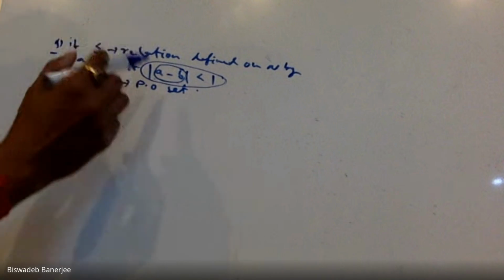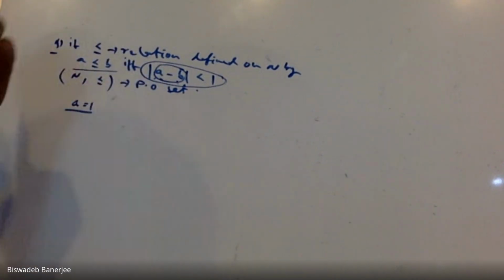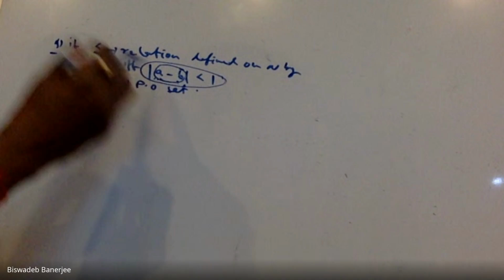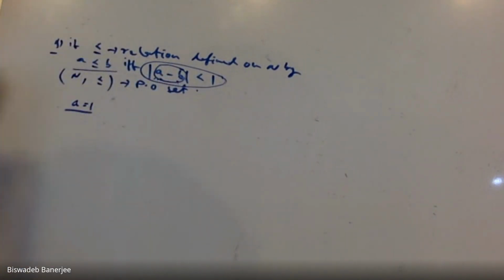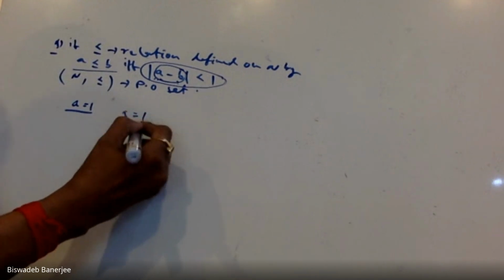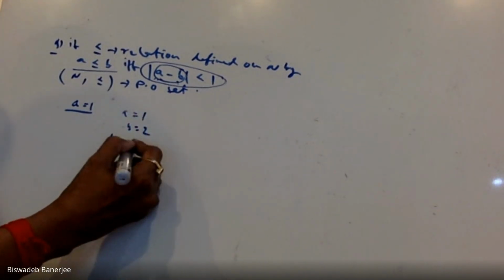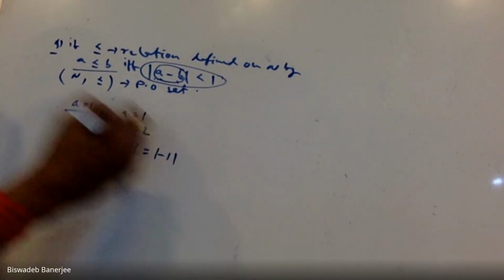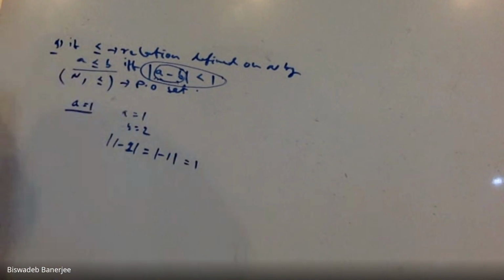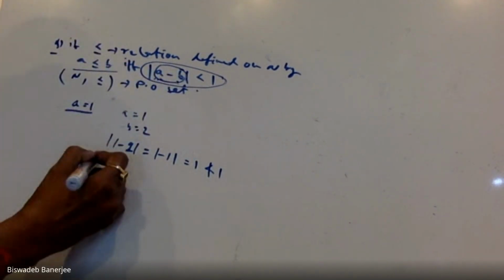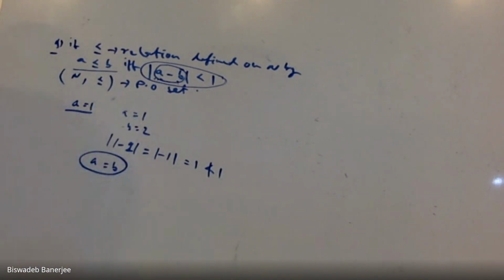But if we take two natural numbers a and b, we must have a equal to b. Otherwise, their difference cannot be less than 1. For example, if you take a equal to 1, b equal to 2, mod of 1 minus 2 is mod of minus 1, which is plus 1, and 1 is not less than 1. So if this relation holds, you must have a equal to b.